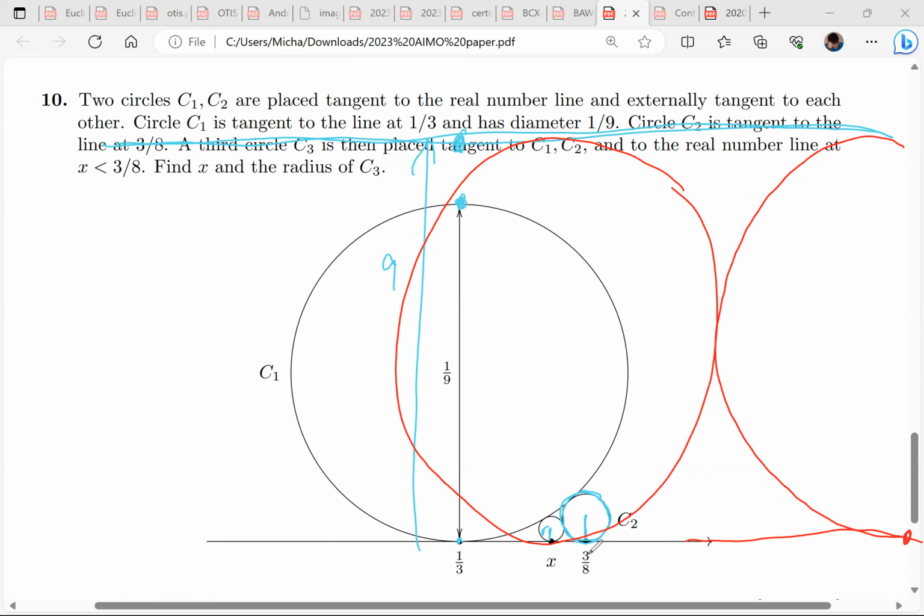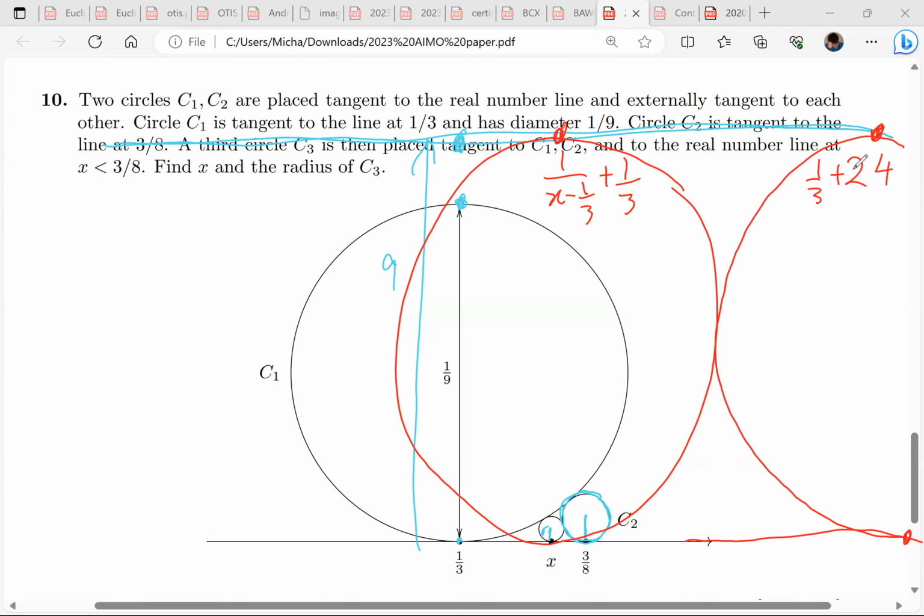The bottom's getting a bit crowded, so let me just look at the top, which is the same distance horizontally as the bottom. We know by the definition of inversion where these touch points actually are. Here it's x minus a third away from the origin, so this is 1 over x minus a third. And here it's 3/8 minus a third, which is 1 on 24, so here is 24 away. So this is a third plus this, and this is 24 plus a third.